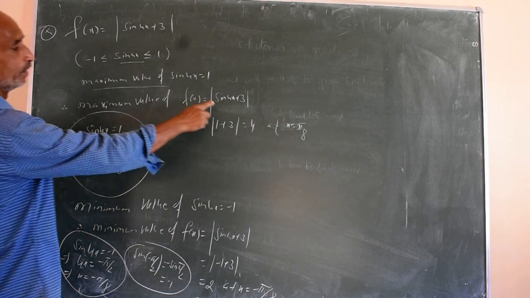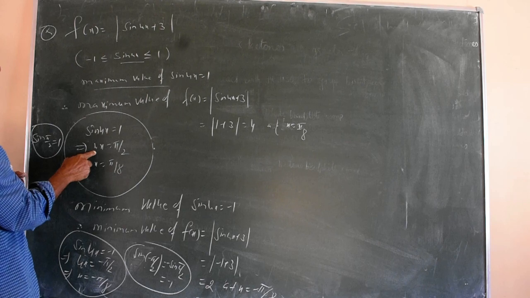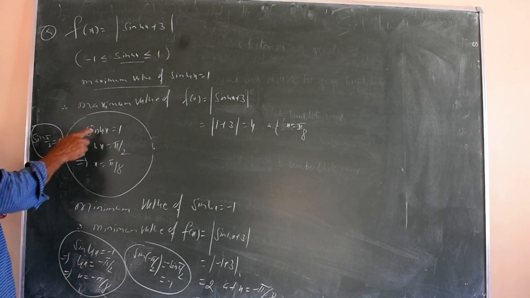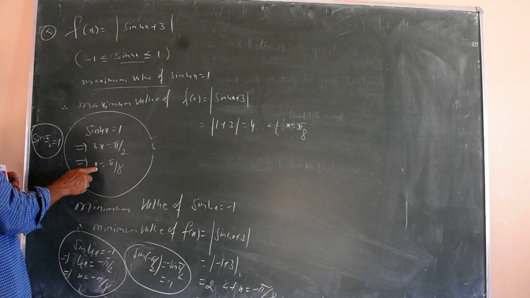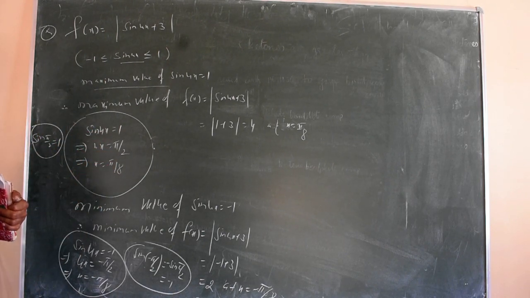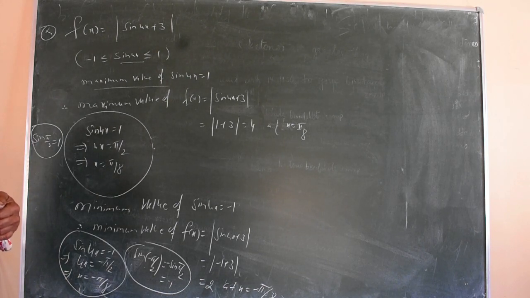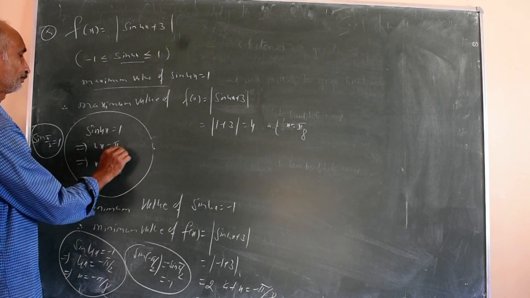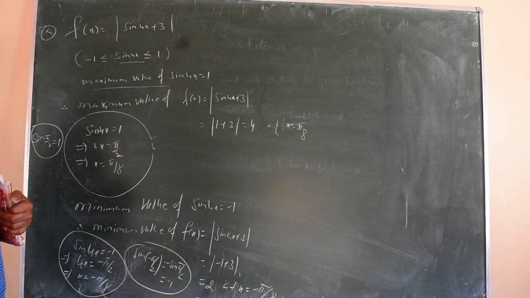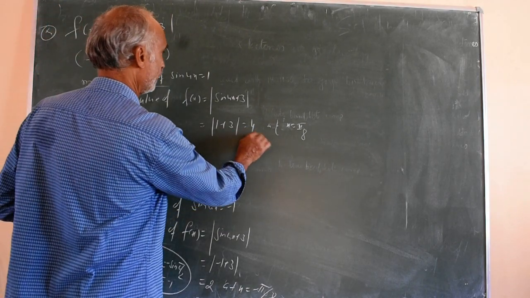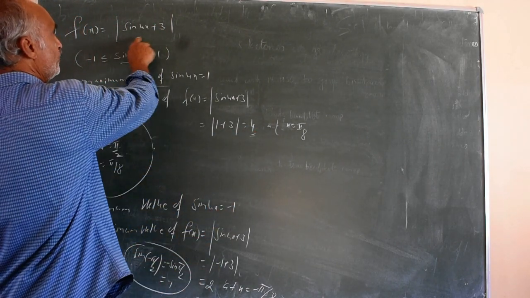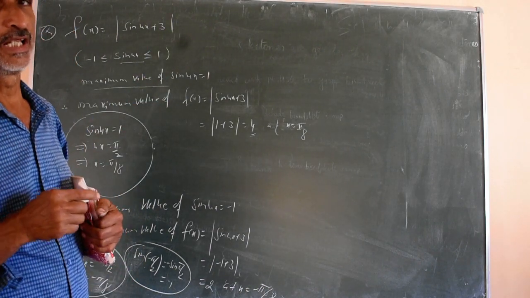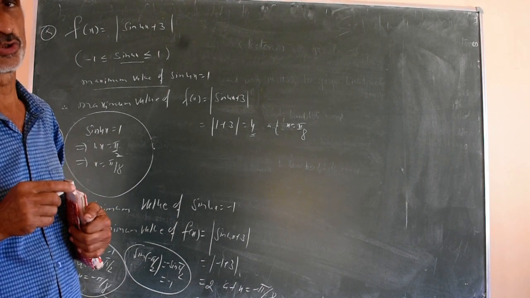The maximum value of f(x) is 4, and at what value of x does it occur? sin 4x is 1. Sin pi/2 is 1. Therefore, 4x is pi/2, which means x = pi/(2 x 4). The 4 is cross multiplied and goes to the denominator, 4 into 2 equals 8. Therefore, the maximum value of f(x) = |sin 4x| + 3 is 4, and it takes place at x = pi/8.